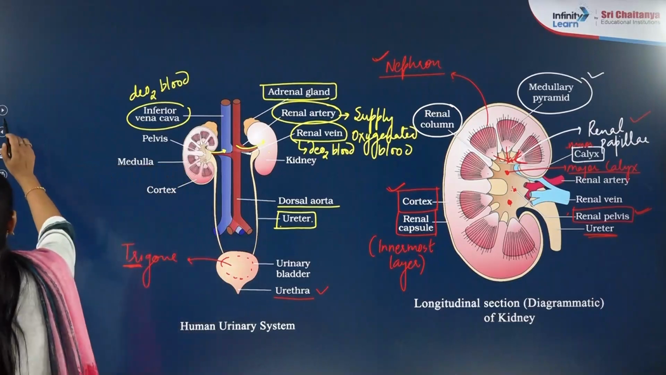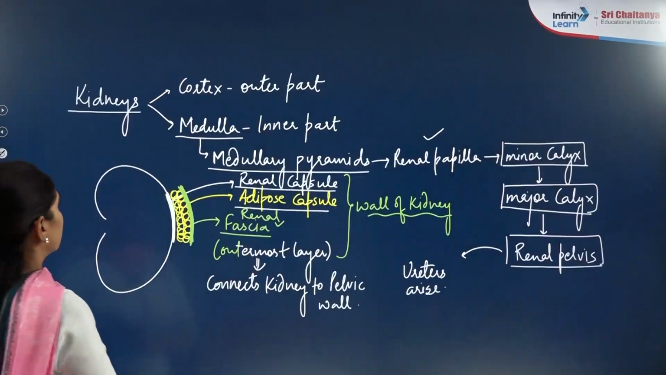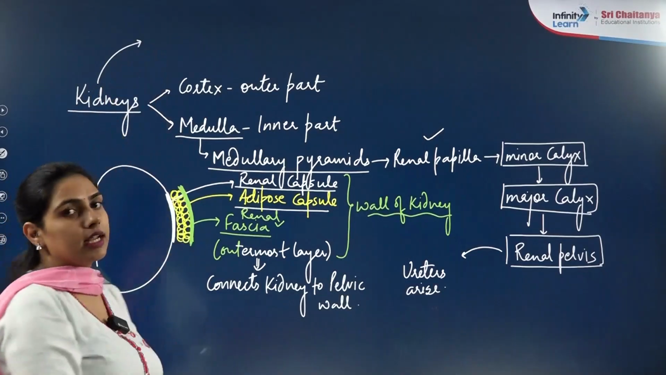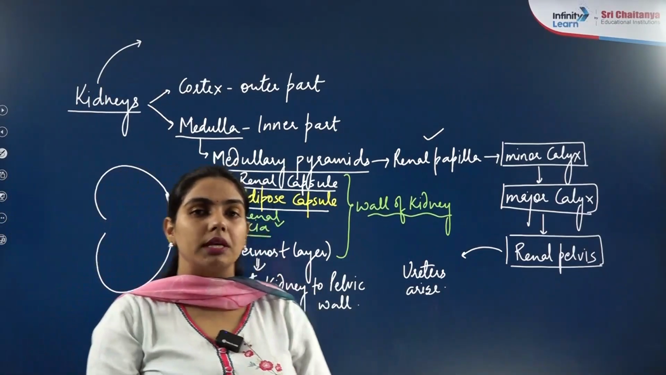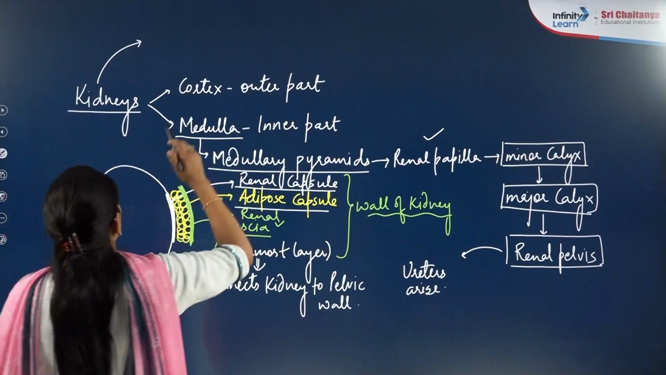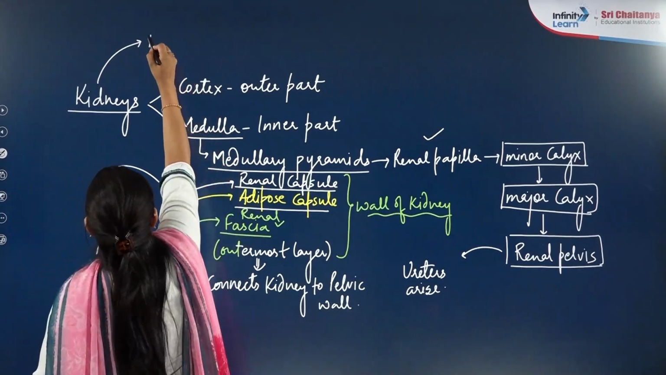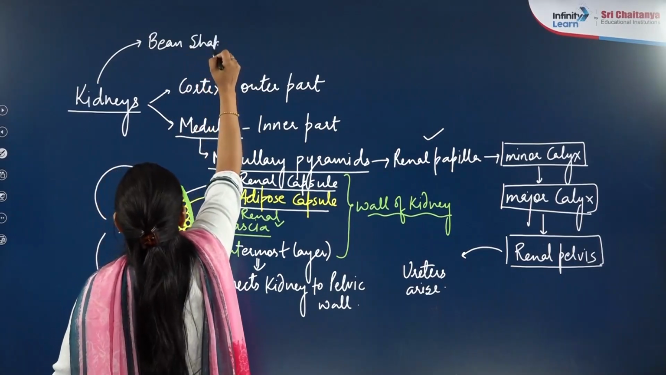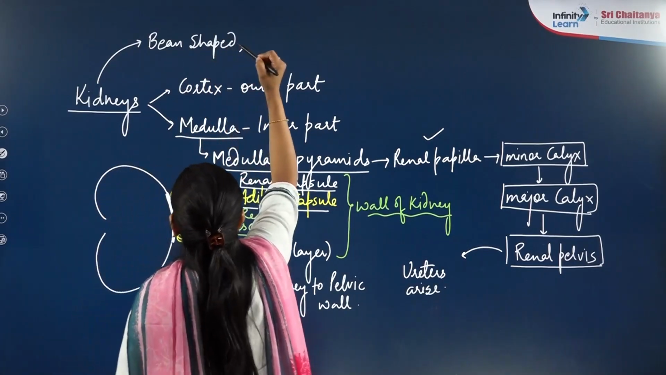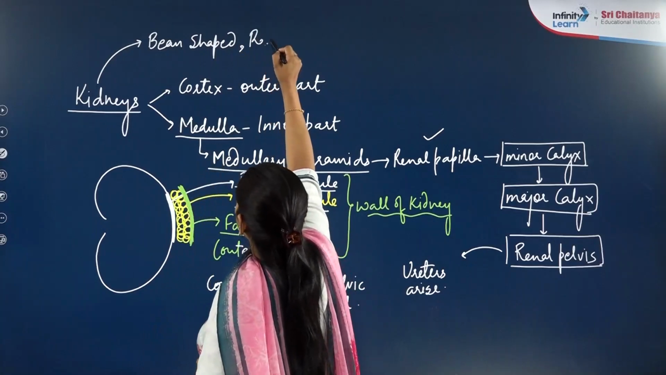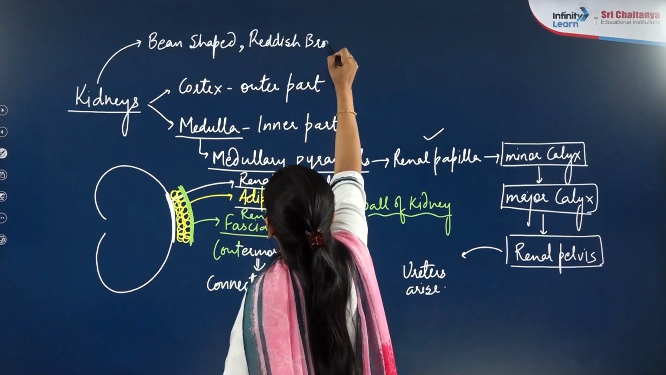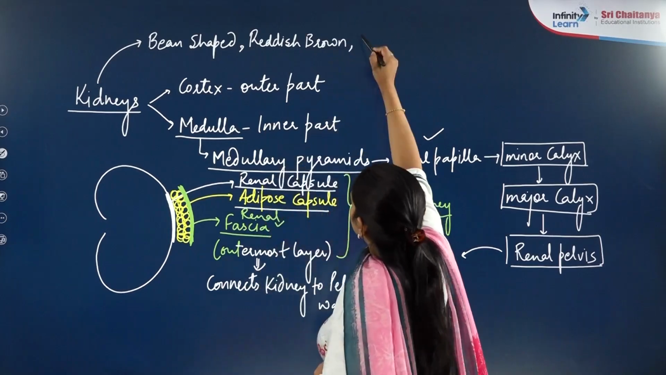Few points are also there for the kidneys. So now, you need to understand the dimensions of the kidney and the location of the kidney, which is given in NCERT, right? So if we talk about the shape of the kidney, it is bean shaped. What is the color of the kidneys? It is reddish brown. Reddish brown, bean shaped.